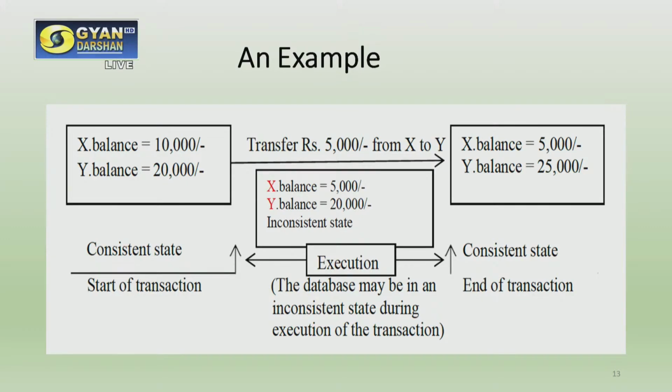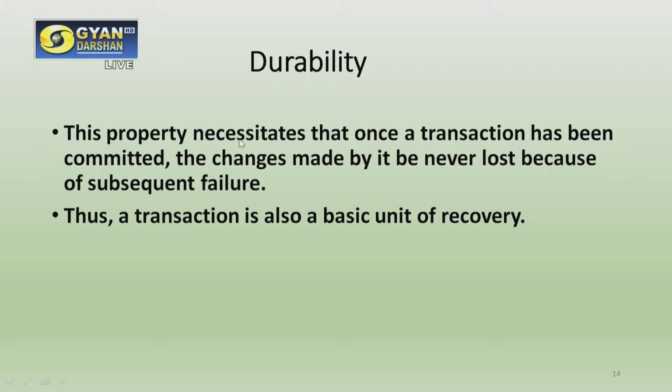So this is how the isolation property, which is one of the most fundamental properties as far as databases are concerned, works. But are there any more properties? Yes, obviously there is a property called durability. Well, this is a very important property too. The property necessitates that once a transaction has been committed, the changes made by it should never be lost because of subsequent failure. Thus, a transaction is also a basic unit of recovery. Now, that's a very interesting statement to make.